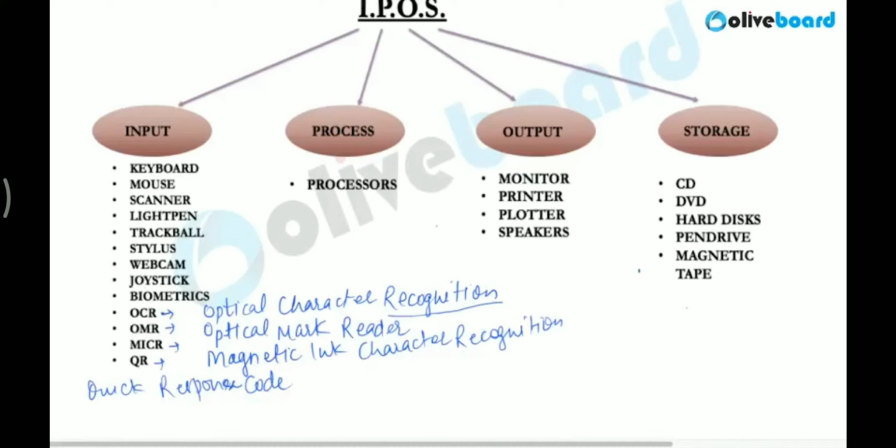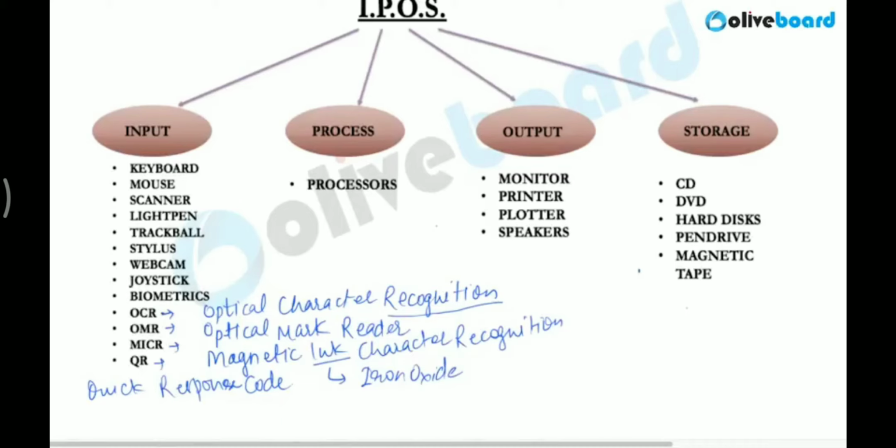Okay. This is again an important question. What type of ink is used for the MICR, since it is magnetic ink character recognition, right? So the ink that we use in MICR is very much of importance. And that ink is made up of iron oxide. Okay, the ink in MICR is made up of iron oxide. Clear?